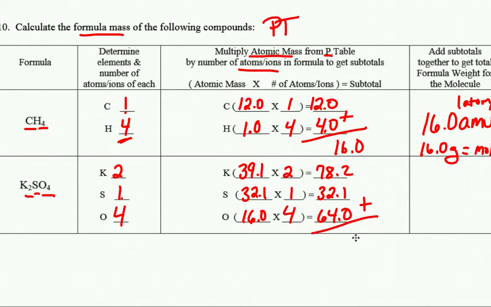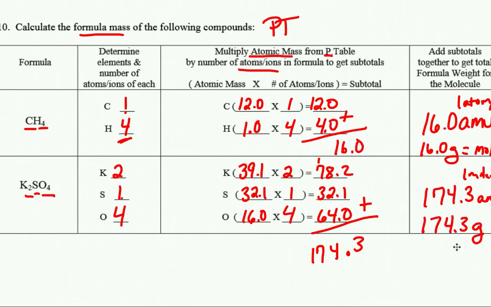So 2 plus 1 is 3, 8 plus 2 is 10, 14, carry the 1, 7, 8, 8, 9, 10, 11, plus 16, 174. So 174.3. Again, if we're talking about one molecule of this stuff, then we say AMUs. If it's asking us how much is 1 mole of this stuff, then we say grams, because that's 1 mole. Okay? Either way, 174.3.